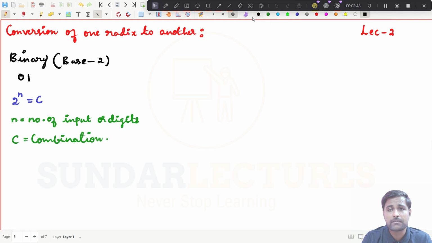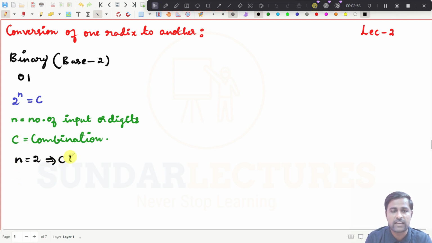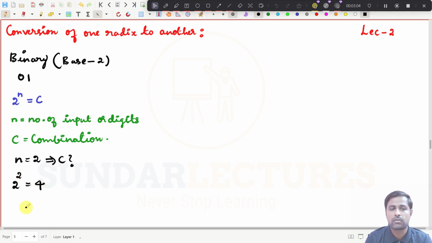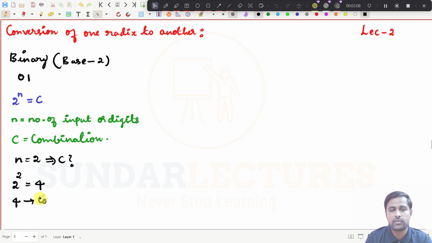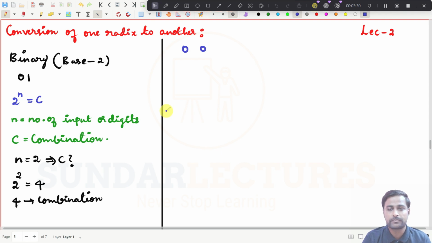For example, if n is equal to 2, which means it is a 2 input system, what is the C value? 2 power 2, which is equal to 4. So you will get 4 combinations if you are going for a 2 input system or 2 digit system. Digits are inputs. So it will be 2 digits, starting with 0 0, and you will have 4 combinations.